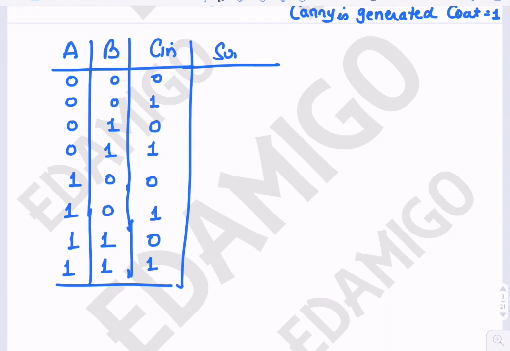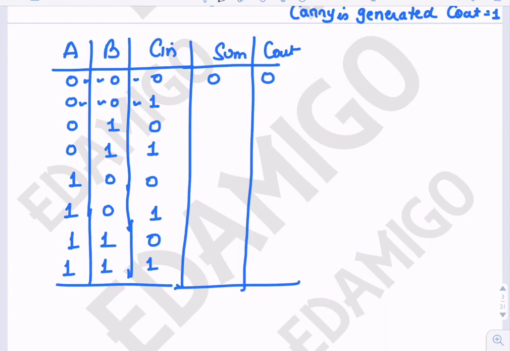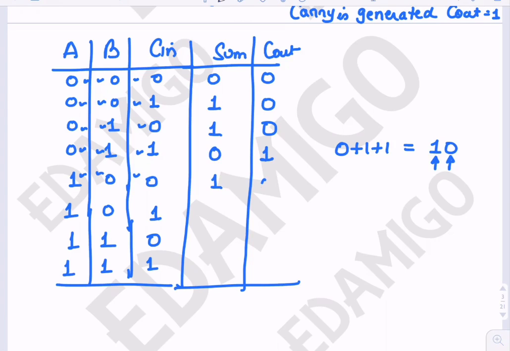The outputs are the sum bit and the carry output bit. So 0 plus 0 plus 0 is 0 and no carry. 0 plus 0 plus 1 is 1 and there is no carry. 0, 1, 0 gives 1 and no carry. 0 plus 1 plus 1 is 0 with 1 carry, because 1 plus 1 is 10, that is 2. So this is the sum bit and this is the carry bit. So 0 and 1 carry. Again 1 0 0 is 1 with no carry.